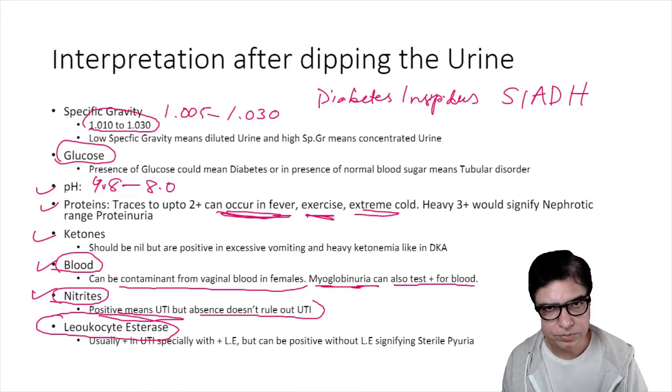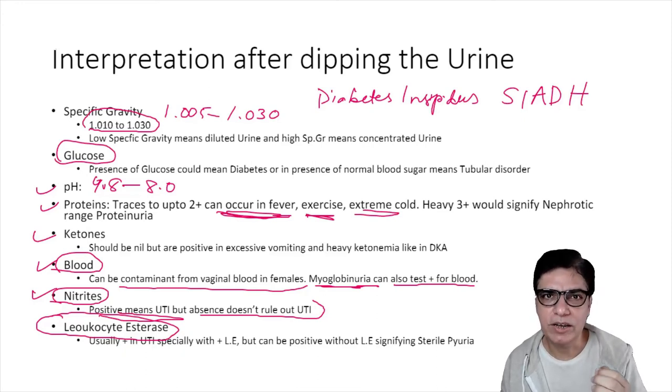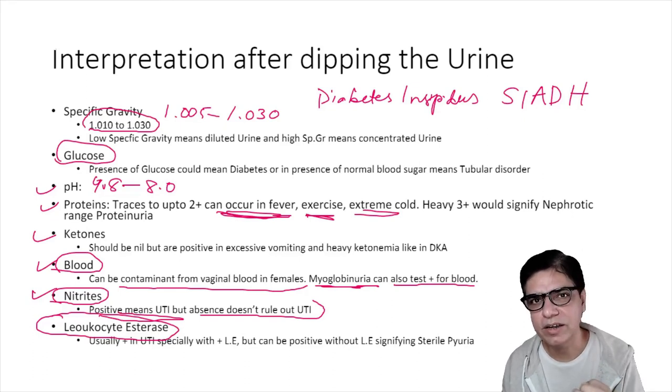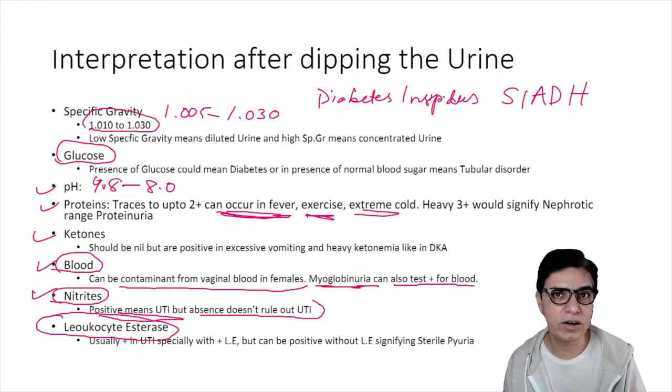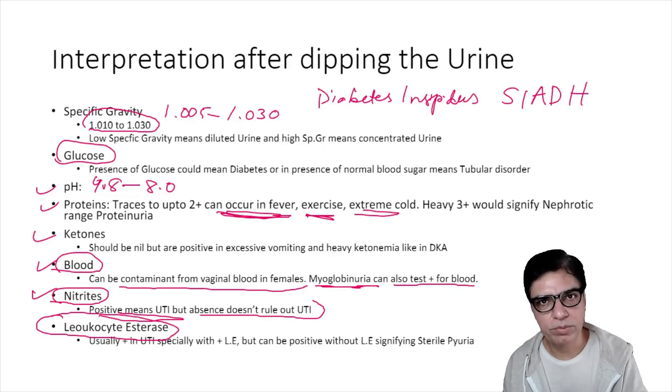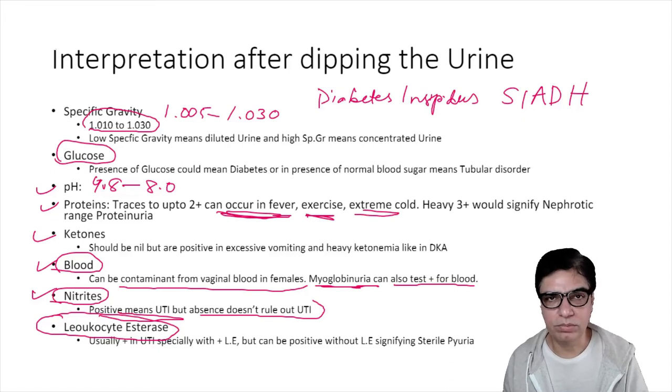So just to summarize, remember, it's important that you take a clean catch of urine sample. It's important before you dip, you look at the color, because the color can give you ideas of what's happening with the child. So you always ask whether the child has taken any drugs or any colored foods, and after that you interpret the color. And then you dip it with that strip, you put it in the machine, and that gives you the results. And then you interpret the results on the basis of the specific gravity, whether you find any glucose in the urine sample or not, whether you find any proteins, ketones, blood, nitrites, or leukocyte esterase, and on the basis of that, you make a decision.